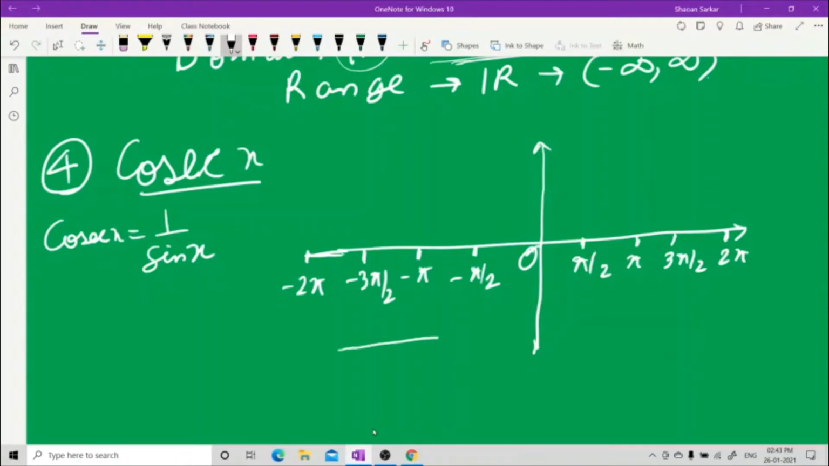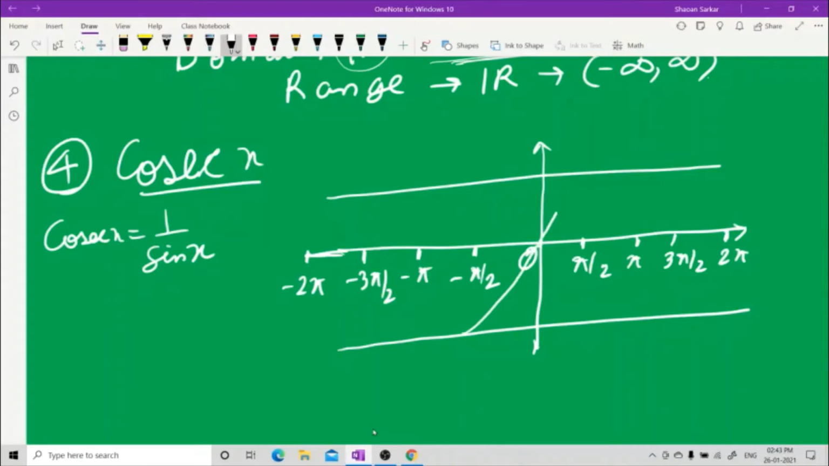Now, you know the graph of sine x already. First, draw sine x. Then it will be easier for you to understand cosec x. Sine x is like this. It goes like this, it comes like this, and it goes like this. It comes like this, goes like this and comes like this. Now, this is your sine x graph.